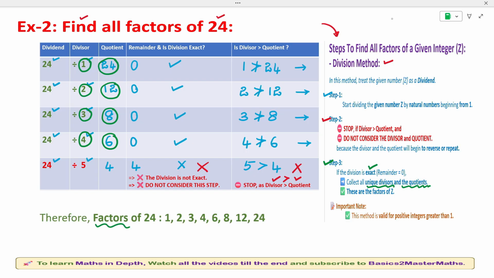Therefore, factors of 24 are 1, 2, 3, 4, 6, 8, 12, and 24.